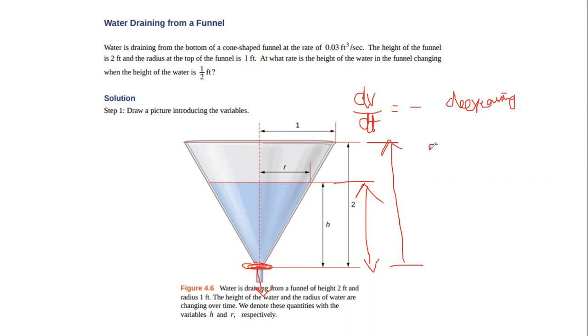So this will be written as dV/dt equals negative 0.03 feet cube per second. Okay, so this is dV/dt, the change of volume with respect to time.